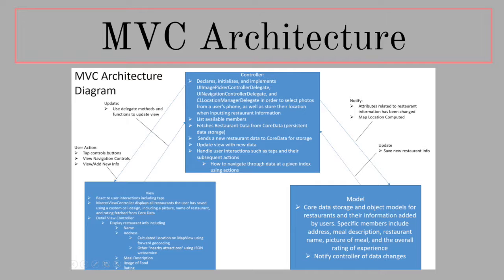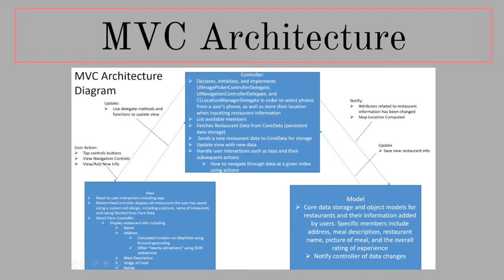The controller acts as a middleman between the model and the view. It uses UI Image Picker Controller and UI Navigation Controller Delegate so that the user can select a photo taken and saved to their camera roll and then save it to core data. The view is responsible for the display and the user interactions.